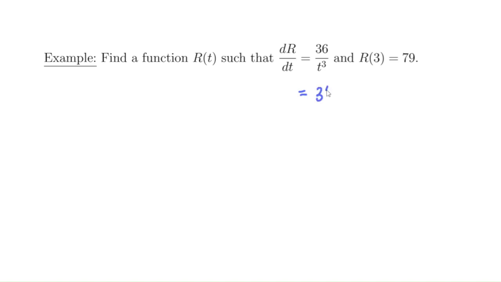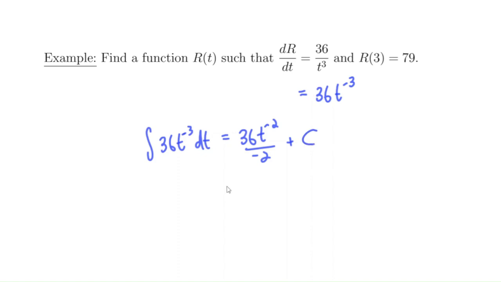We can rewrite it as 36t to the negative third. And so our r of t is going to be the integral of 36t to the negative third dt, which is going to be 36t to the negative... Now, is it negative fourth? No, right? It's negative 2 over negative 2. We have to raise that power by 1. When you raise negative 3 by 1, you actually get negative 2. And we're going to put plus c.